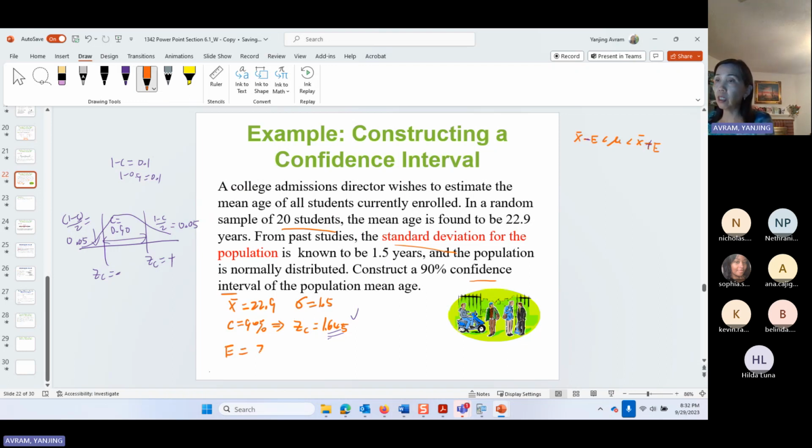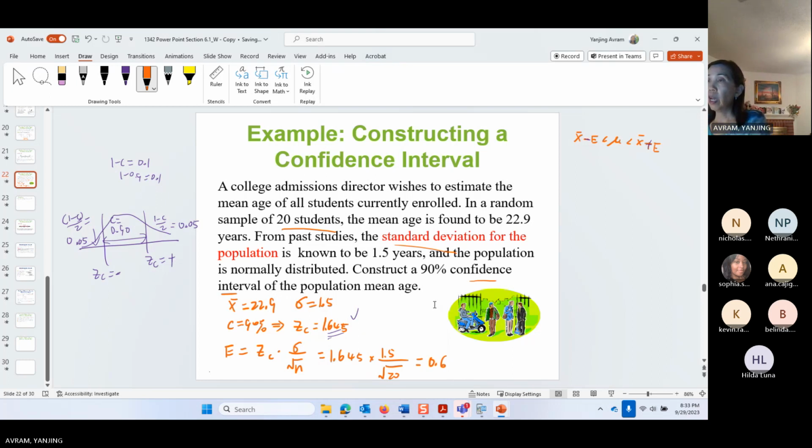So my E here is z sub c times sigma over square root of n. That's 1.645 times sigma, which is 1.5, divided by the square root of n, which is 20. You can put this whole thing into the calculator. If we want one decimal point, this is about 0.6.